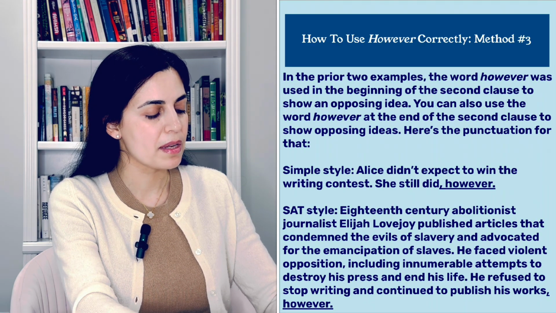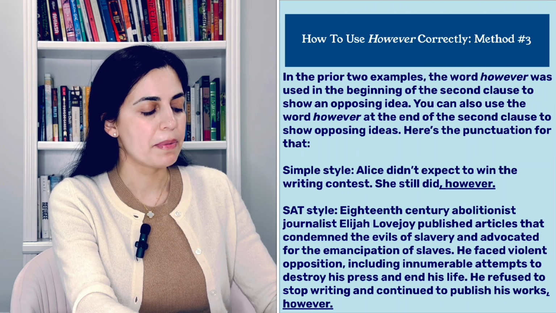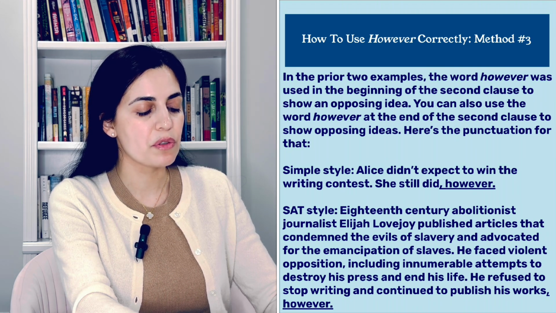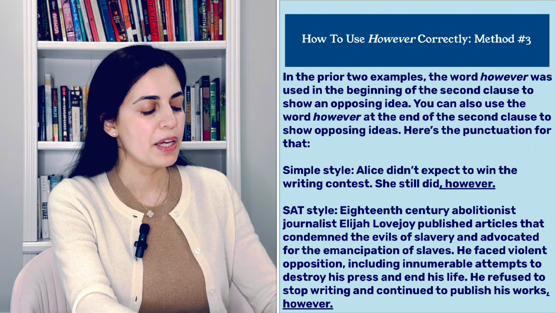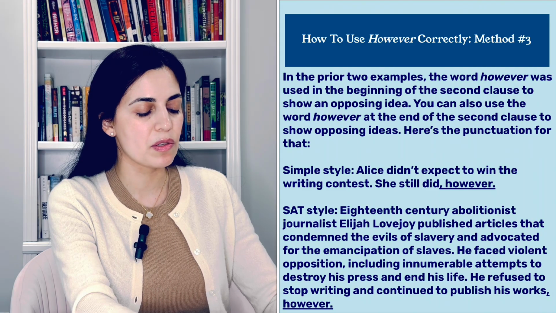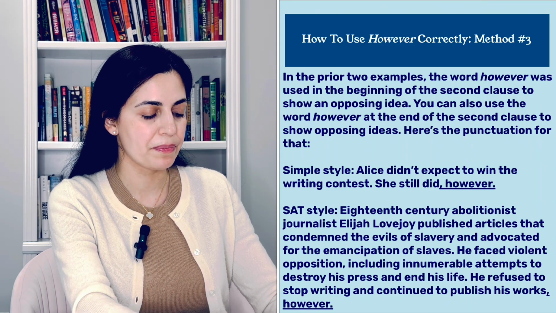And the SAT style: 18th century abolitionist journalist Elijah Lovejoy published articles that condemned the evils of slavery and advocated for the emancipation of slaves. He faced violent opposition, including innumerable attempts to destroy his press and end his life. He refused to stop writing and continued to publish his works, however.